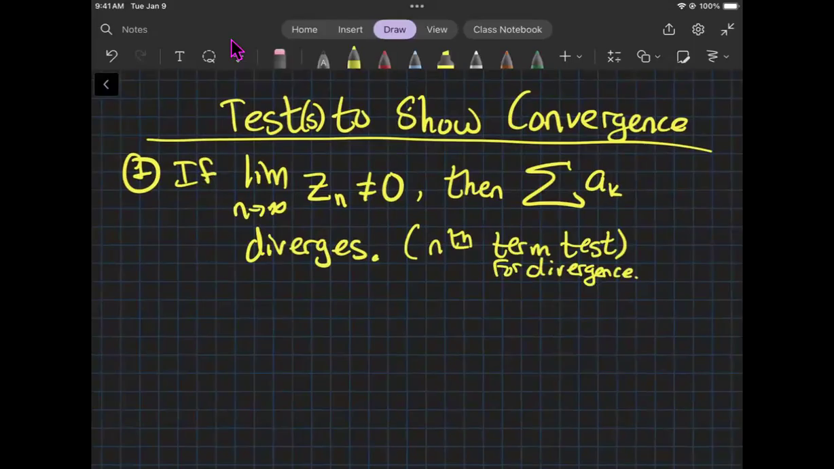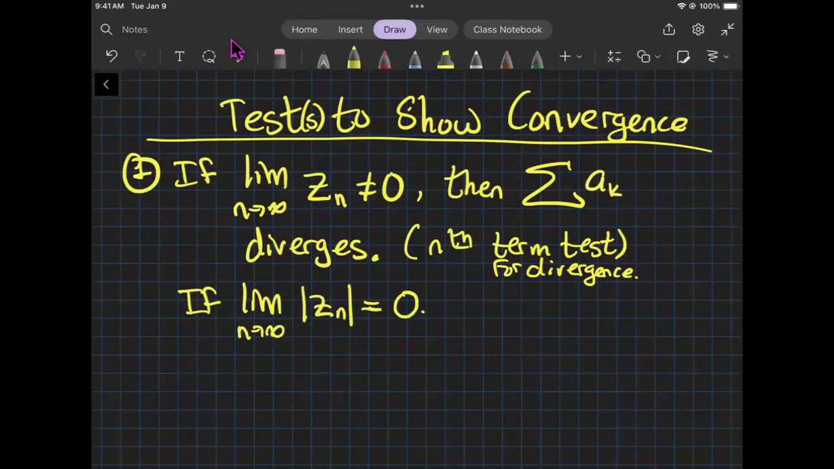There's a problem in your homework, in your problem set, which asks what we can say if the limit of the modulus of z sub n equals 0. If that equals 0, what can we say about the convergence or divergence of this? I want you to think about that as we move forward here.